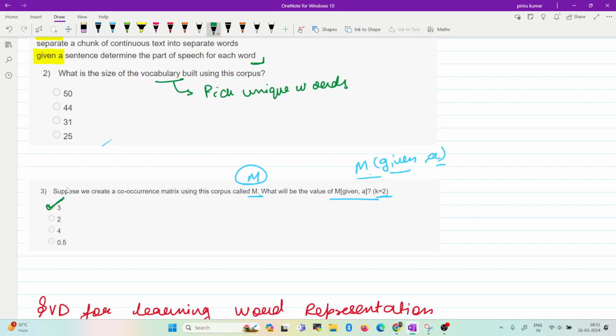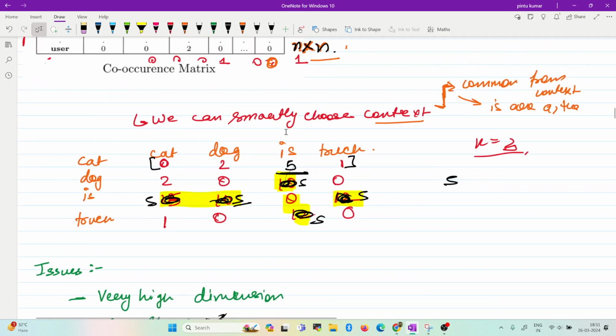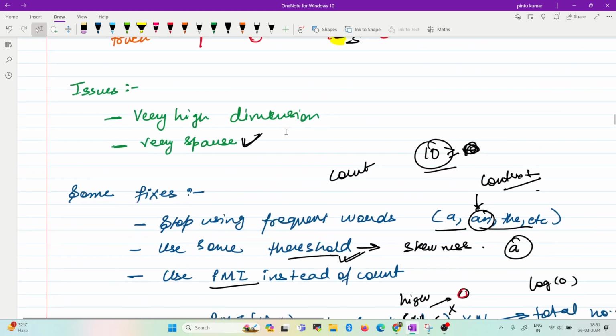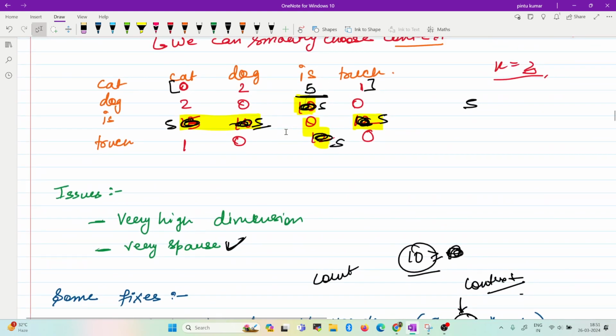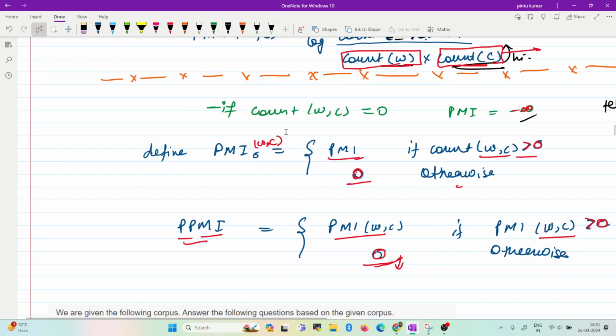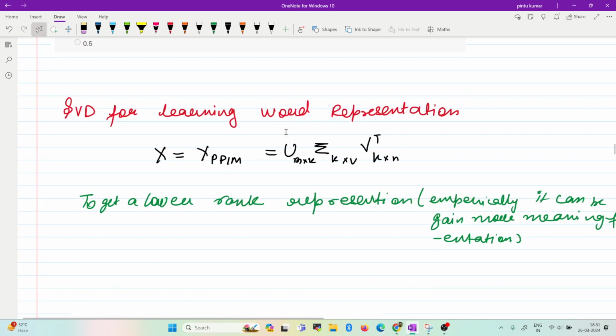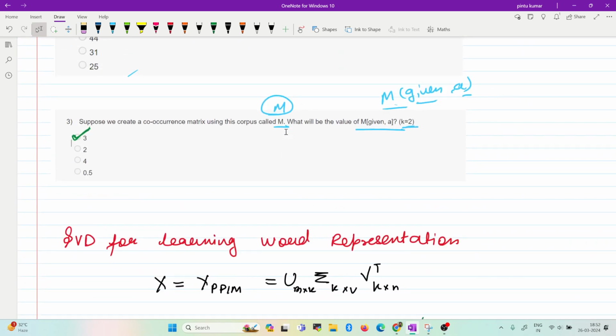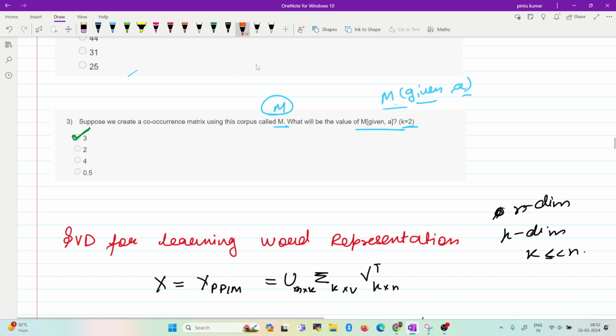Now if you look at this vector representation, the problem is that the dimension of these representations is pretty high, and second, they are very sparse. So one proposed technique to tackle this problem is to find a lower dimension representation. Let's say we have an n dimensional representation. We want to find a k dimensional representation where k is much less than n. So you want a lower rank approximation of the vectors that we have obtained.